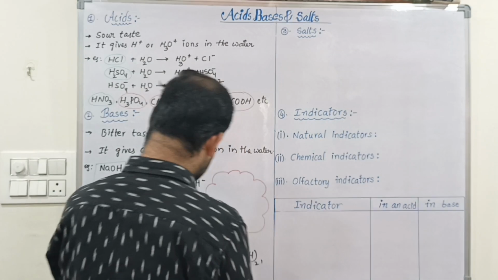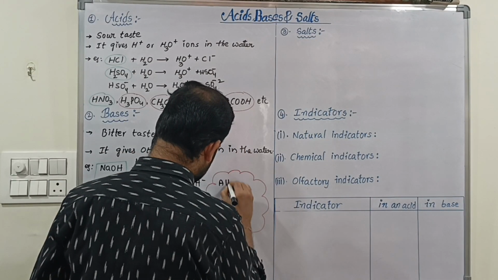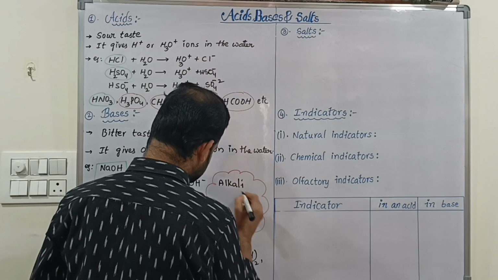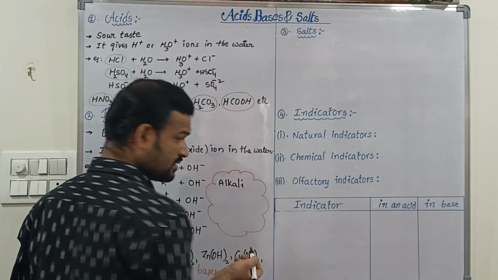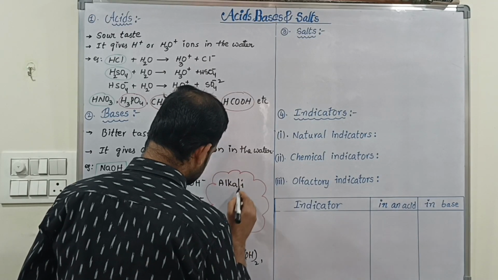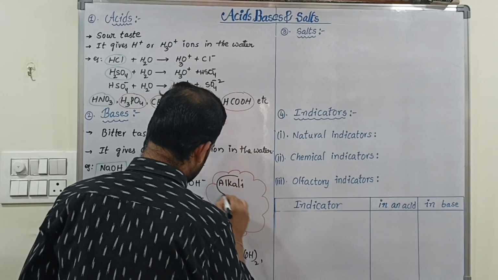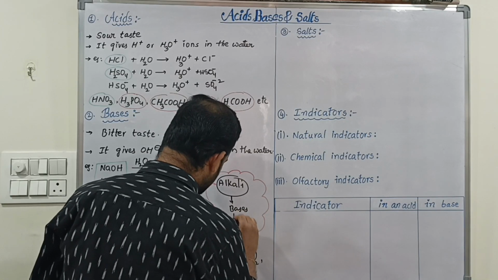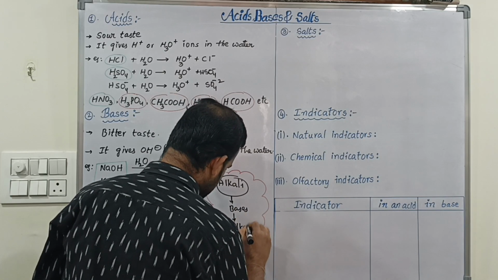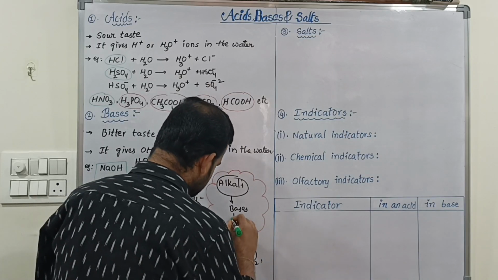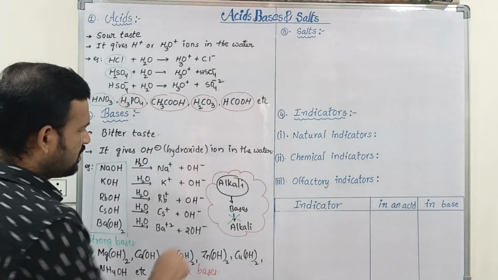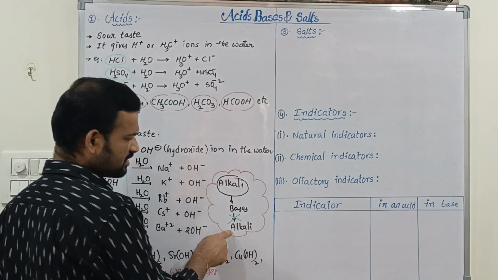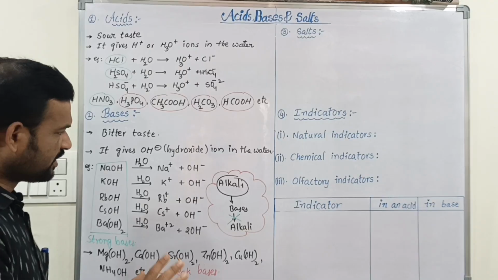Understand? Here two terms we have, alkali and base. All alkalis are bases, but all bases are not called alkalis. Understand? Clear?